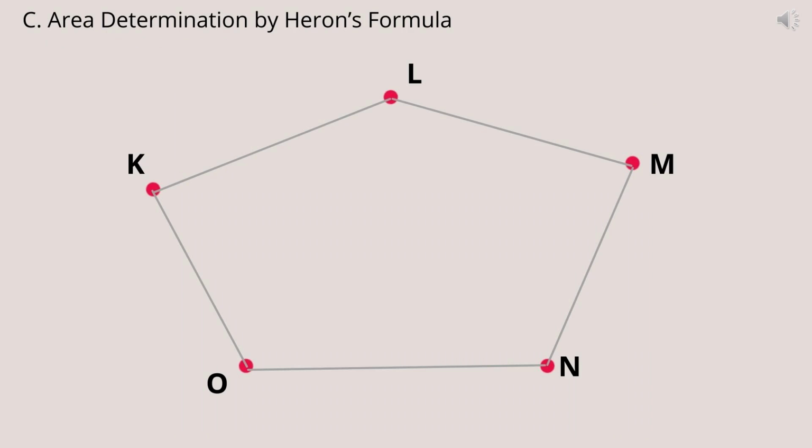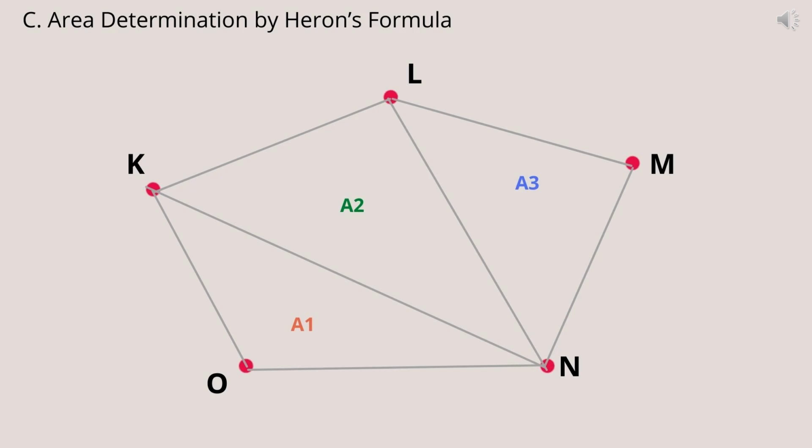C. Area determination by Heron's formula. 1. The same field described in A, area determination by base and altitude, will be used for this method, but change the designation on the corners. Use K, L, M, N, and O instead of A, B, C, D, and E, and F, G, H, I, and J.